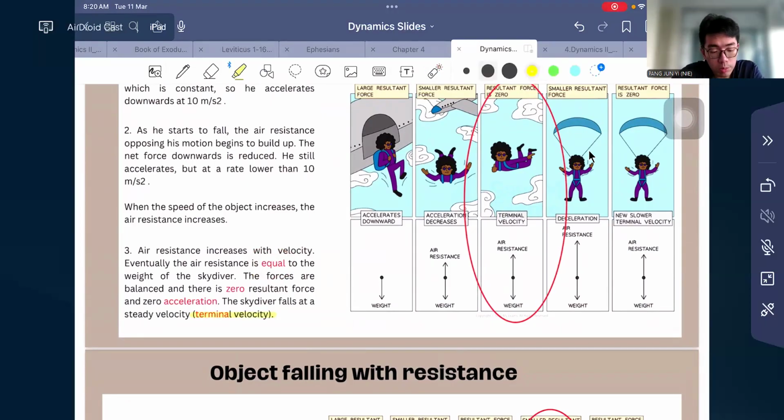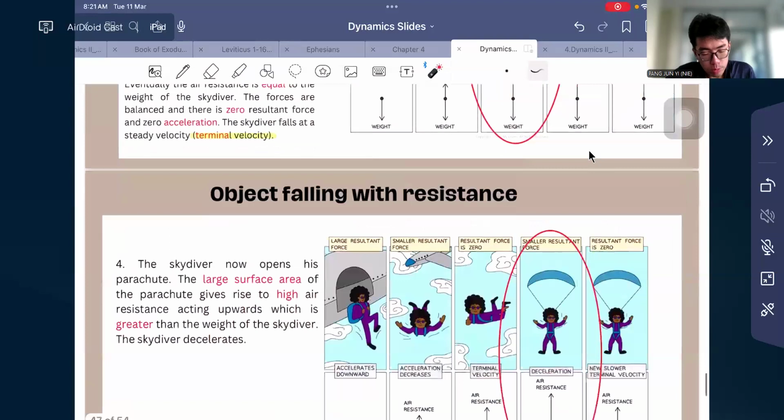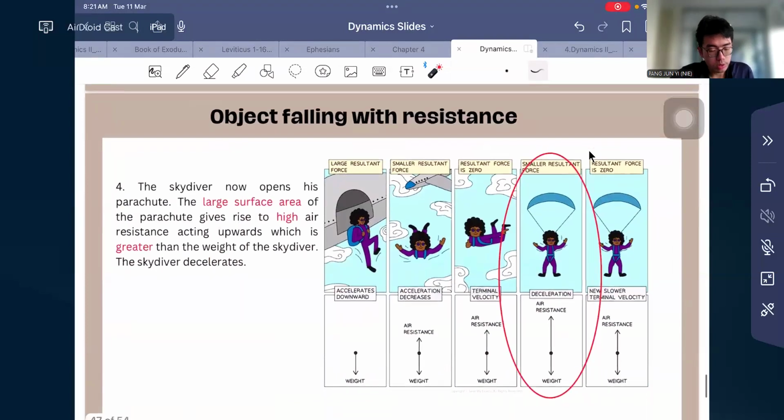This one is very important. So terminal velocity means the velocity at the end. But that is when he hasn't opened the parachute yet. You realize the first three stages, the parachute hasn't opened. So the skydiver has reached a terminal velocity. This means that the skydiver will fall at this constant speed, at this constant velocity. You can see here the air resistance and the weight, the length of the arrow is the same.